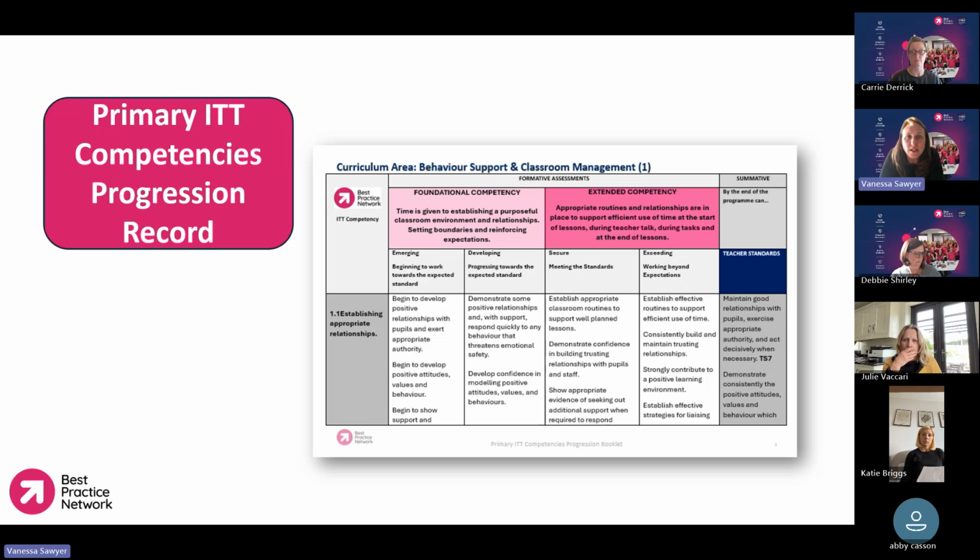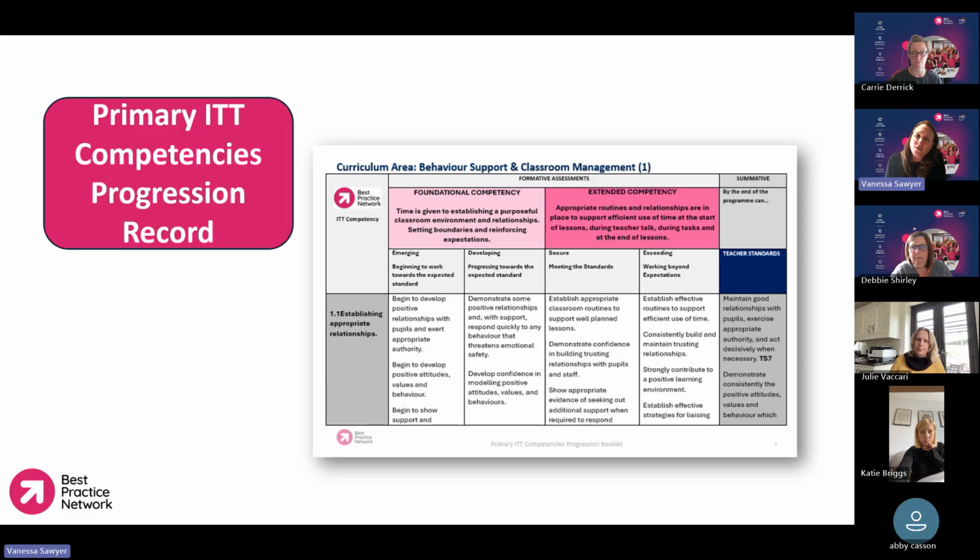So each of those competencies now are broken down. The foundational competencies relate to emerging and developing, and the extended competencies are your secure and exceeding. So it's the extended secure, which is where we need to get our student teachers to be by that summative assessment module. You've got the competencies down the left-hand side within the particular core area. And then you can see on the right-hand side, when we get to that summative point in term 3, that's where it's mapped to the teacher standards.